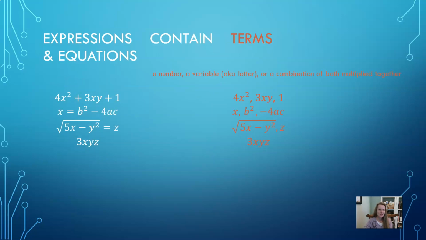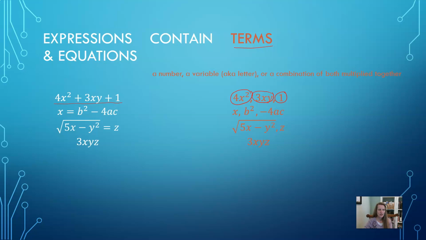Now, each of these expressions and equations contain what are called terms. A term is any of the pieces, usually separated by a plus or a minus sign. So if we look at this first expression, the first term is 4x squared, that whole piece. The second term is 3xy, and the third term is 1. And the sign also comes with each term.